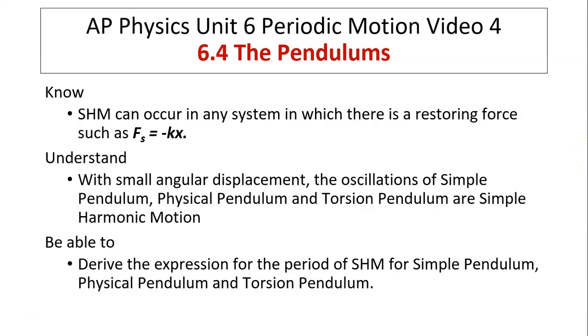This is AP Physics Mechanics C. Today's topic is the pendulums. Objectives are: know simple pendulum occurs in any system in which there is a restoring force such as F_s equals negative kx. Understand with a small angular displacement, the oscillations of simple pendulum, physical pendulum, and torsion pendulum are simple harmonic motion. Be able to derive the expression for the period of simple harmonic motion for simple pendulum, physical pendulum, and the torsion pendulum.